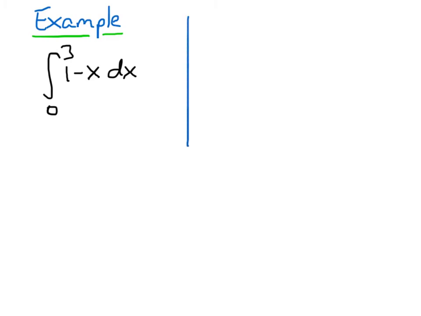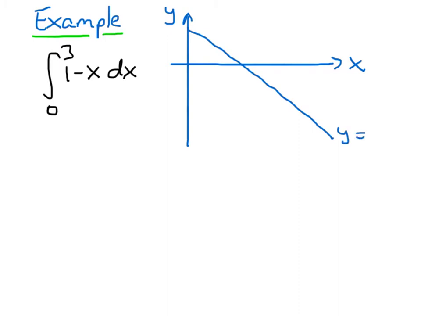So I draw my axes, and the integrand is the function we're going to integrate. Here it's 1 minus x, a straight line. So it starts here, crosses the x-axis and carries on down, and this is y is 1 minus x.